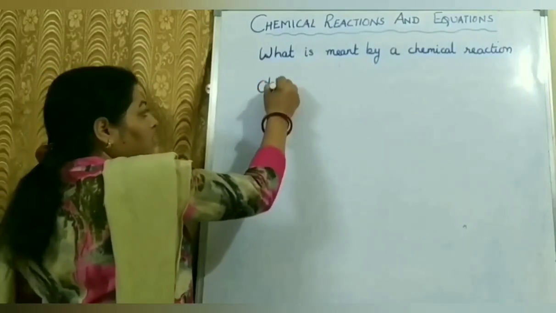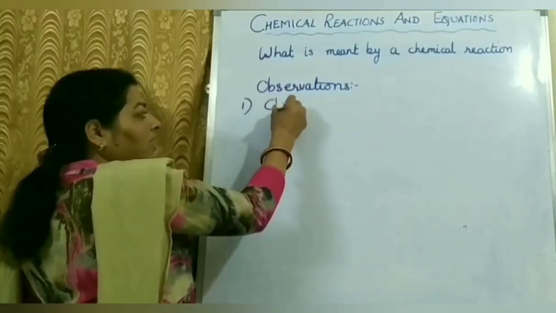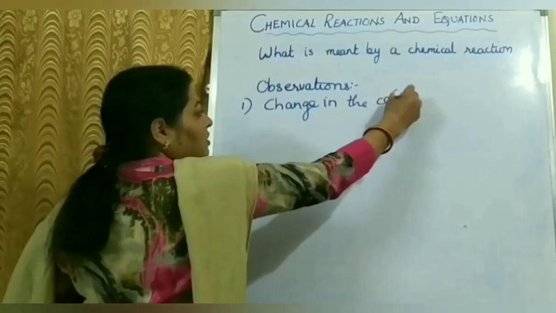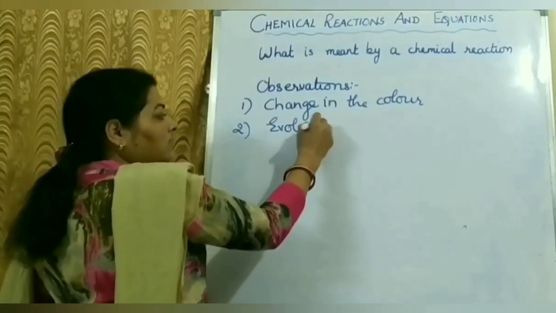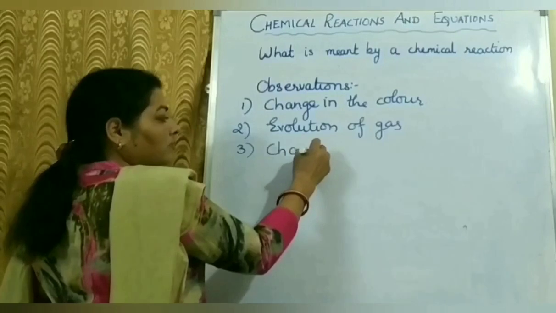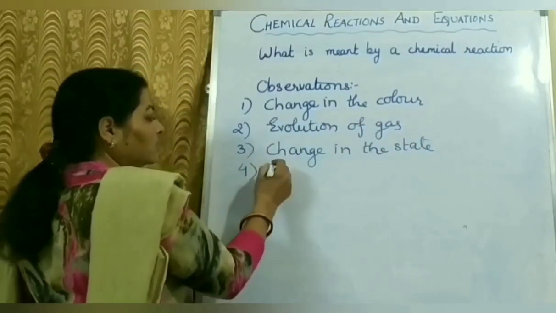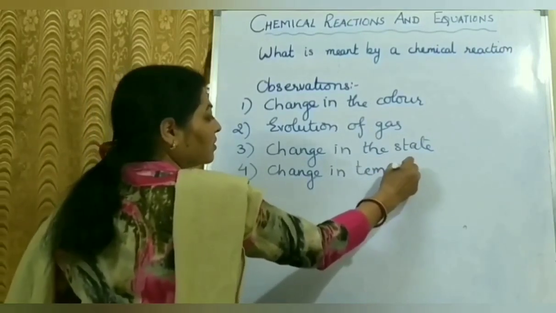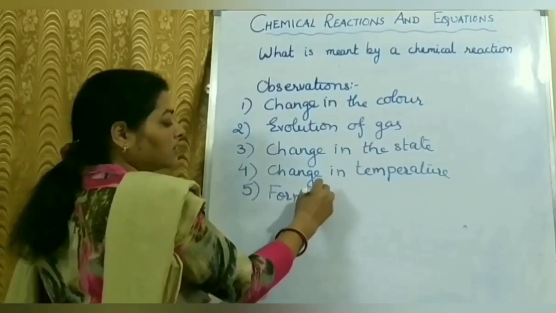So the observations are change in the color, or evolution of gas, or change in the state, or it may be change in temperature, or it may be formation of precipitates.